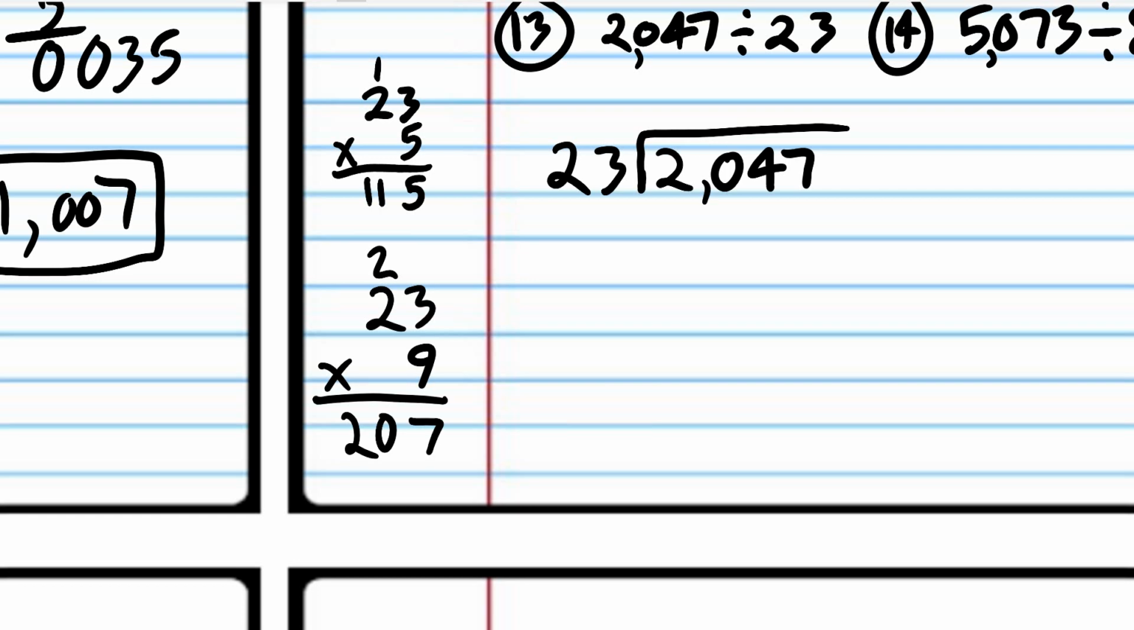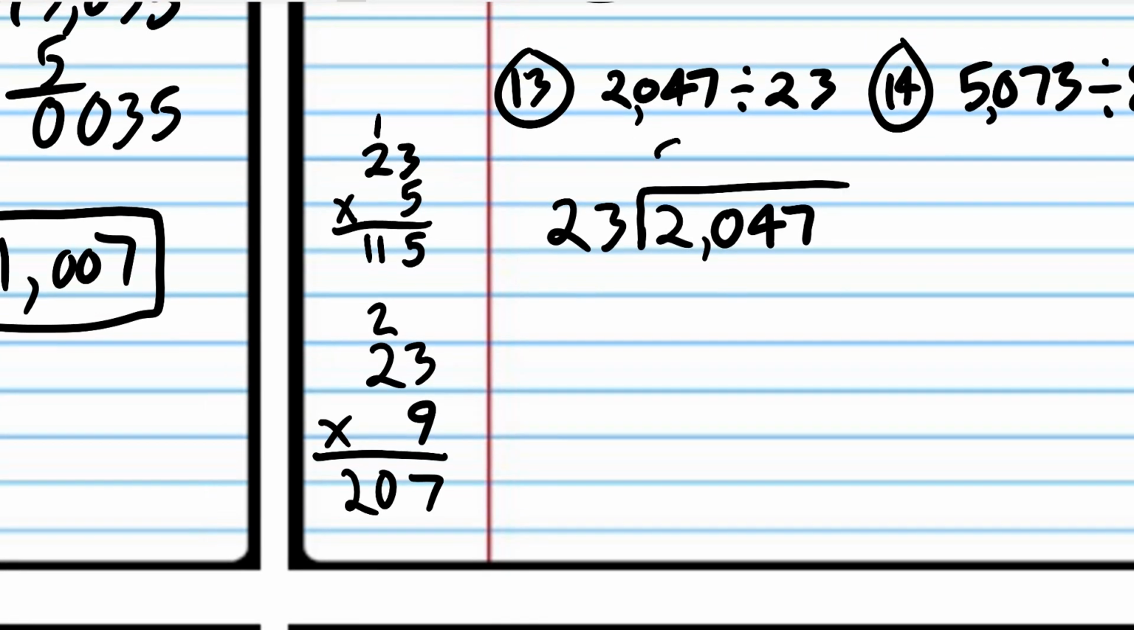We want 204, but we got 207. But we went over. Remember, you can never go over. So we know it has to be the next number down, not 9, but the next number down. So it's going to be 8.